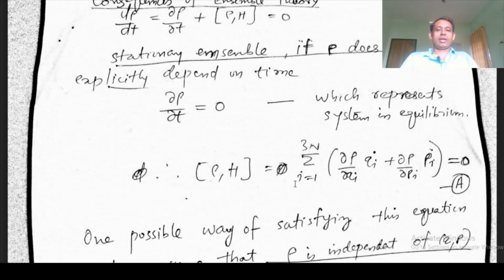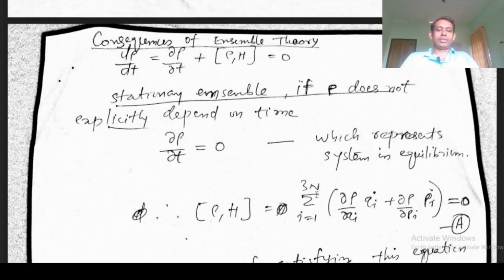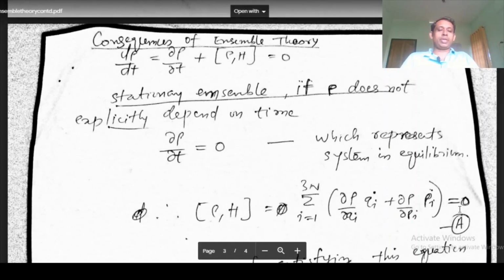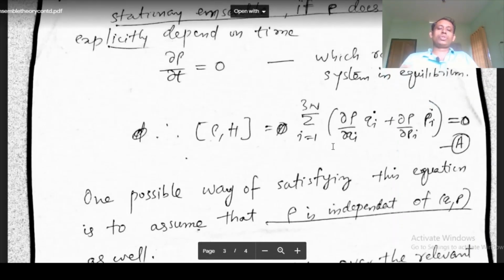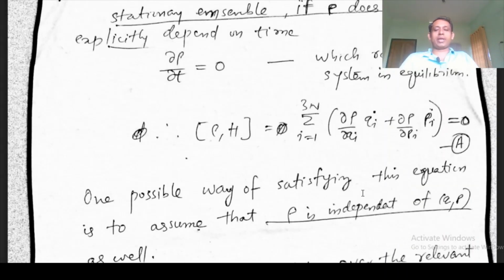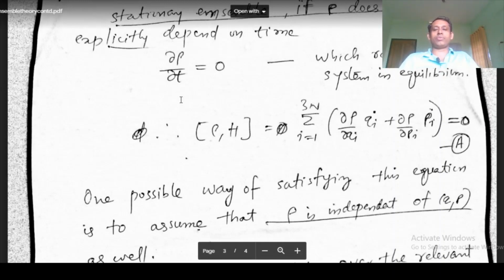And the Poisson bracket of rho and h is, we know, the sum over i equal to 1 to 3N of dou rho dou qi times qi dot plus dou rho dou pi times pi dot, that is equal to 0. So this is the Poisson bracket of rho and h. Now one possible way of satisfying this equation is to assume that rho is independent of q and p as well. For a stationary ensemble, for a system in equilibrium, we saw rho is independent of time. That's why we have this partial derivative of rho with respect to time equal to 0.